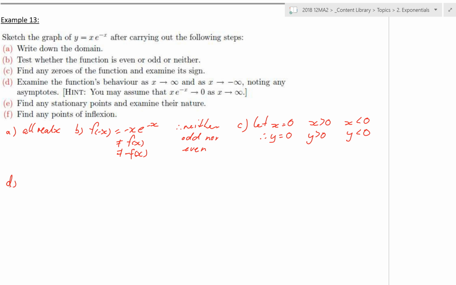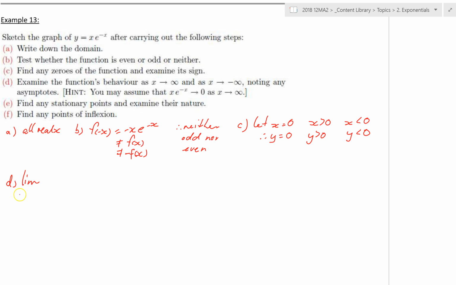Feels like we're near the end, but there's quite a lot to go now. Examine the behaviour as x approaches infinity and x approaches negative infinity. What happens out on the wings there? This part is tricky. We are told that as x approaches infinity, the function approaches 0. What's really happening there is I have a number that's really big multiplied by a number that's very close to 0, and that can be tricky. Big number times big number is big number. Small number times a small number is a small number. Big number times a small number could be anything. So we're told here that it's going to approach 0 when that happens.